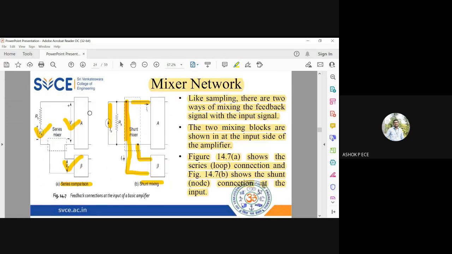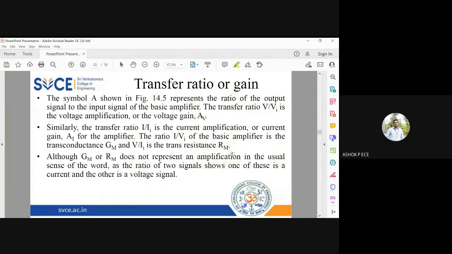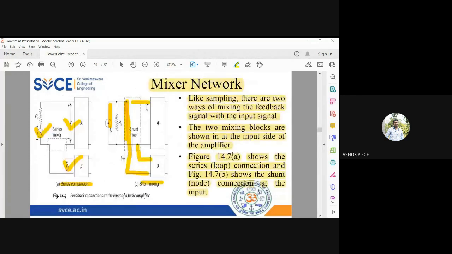And mixing network is present at the input side where I'll be having series and shunt mixing. Series mixing means I'm going to add voltage. Shunt mixing means I'm going to add current. So in that way, we are going to have the types of mixer network. So any doubts so far?